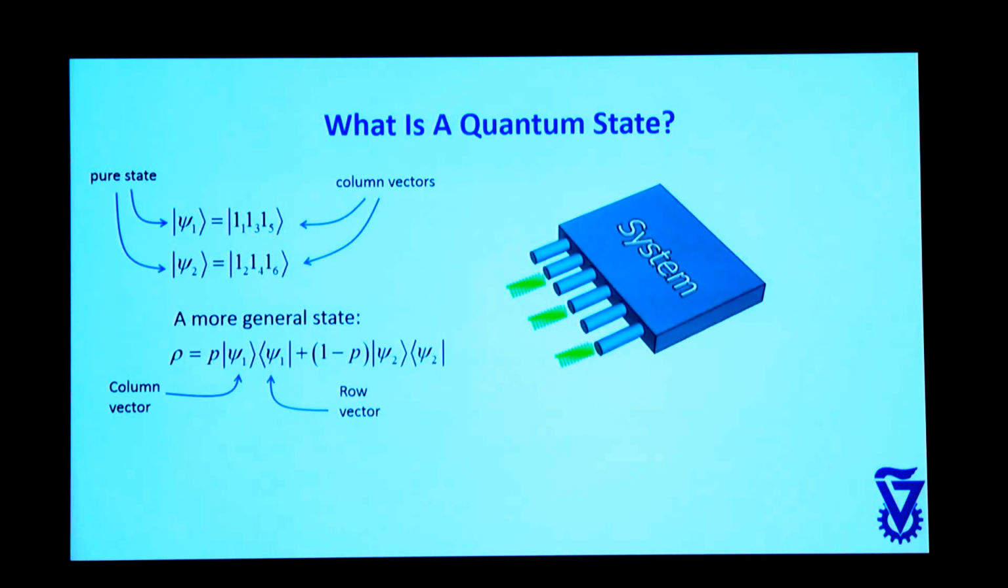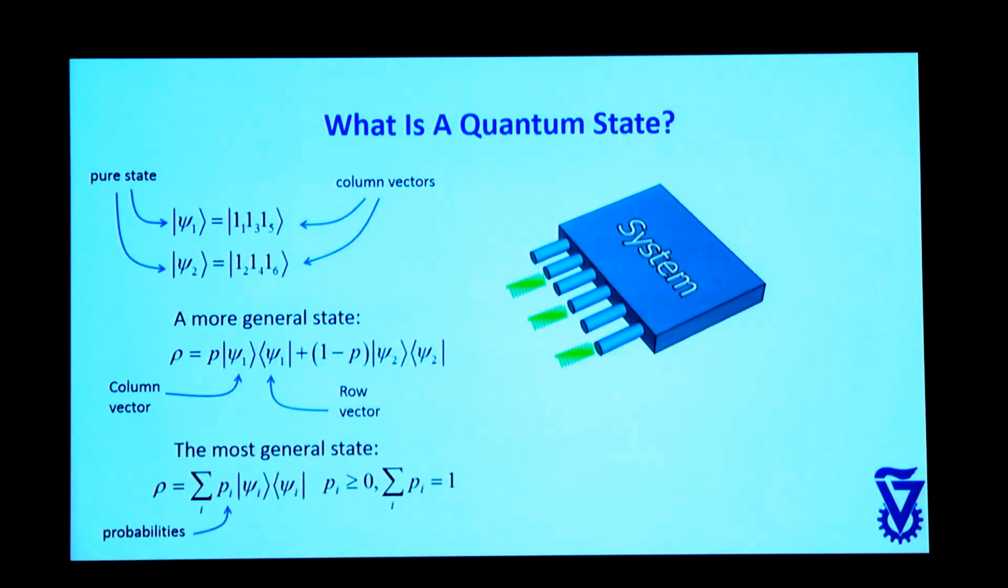And even more generally, a quantum state is any convex sum of such pure states. These are the probabilities for each state. Therefore, they satisfy these constraints. And the object that we get here, this matrix, is called the density matrix. This is what defines the quantum state. And when I say that I want to recover the quantum state, I mean that I want to find this matrix rho.